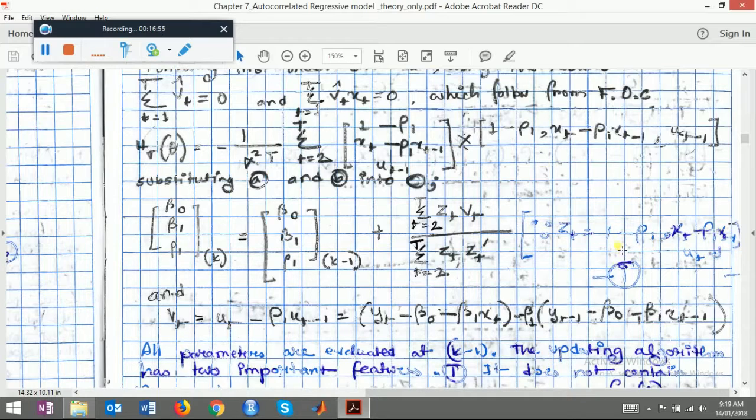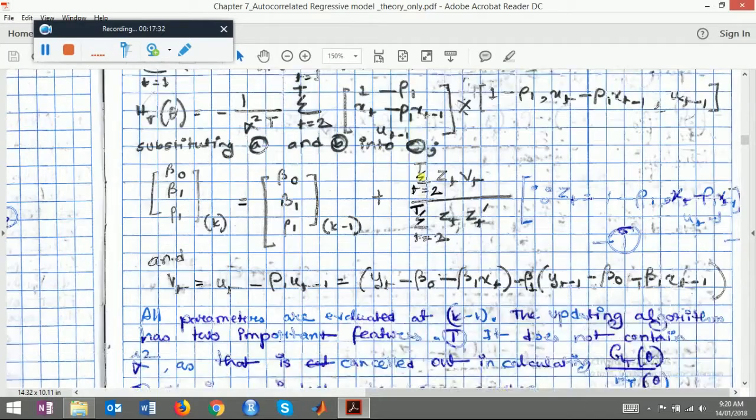Zt is 1 minus rho 1, xt minus... so there are z1, z2 and z3. These are z1, z2, z3 multiplied to Vt and Zt transpose. That's the cell. This is a row vector. This one is multiplied with a row vector, and in the row vector you have z1, z2 and z3, which are the main elements of the second order derivative for beta naught, beta 1 and rho 1.